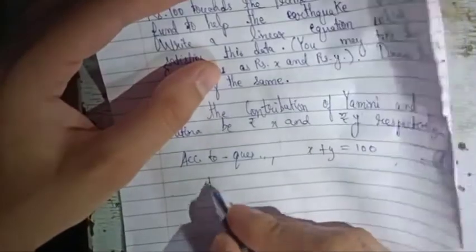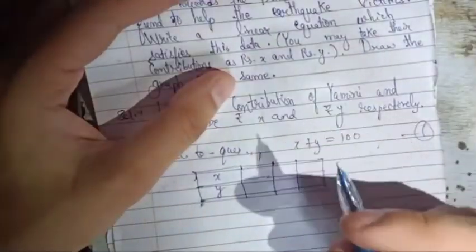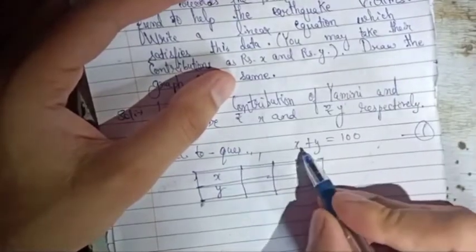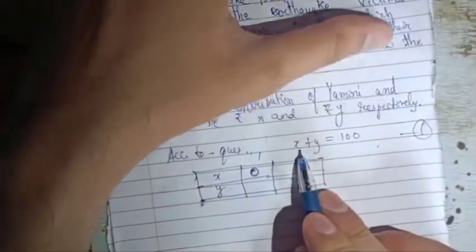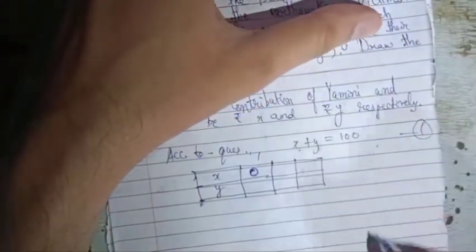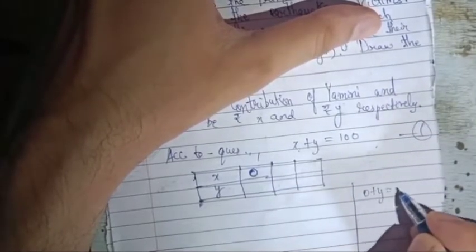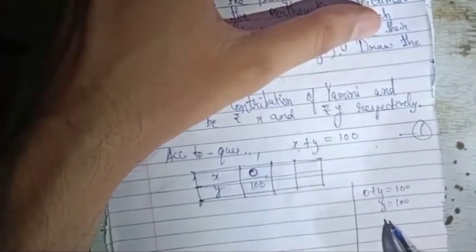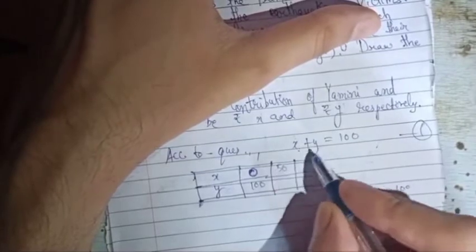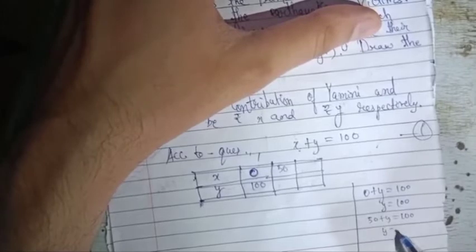Now we will form a table, and here we will plot the values. Suppose if x is 0, if I put x = 0 in the equation, y will be equal to what? Okay, here I will solve. If x is 0, then 0 + y = 100. This implies that y = 100. So the value of y is 100. Now if I put x = 50 in the equation, then 50 + y = 100. So y is equal to what? 100 minus 50, that is 50.